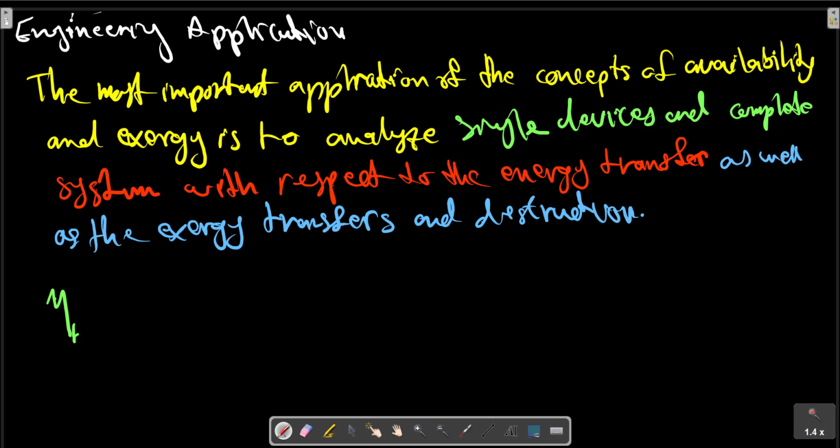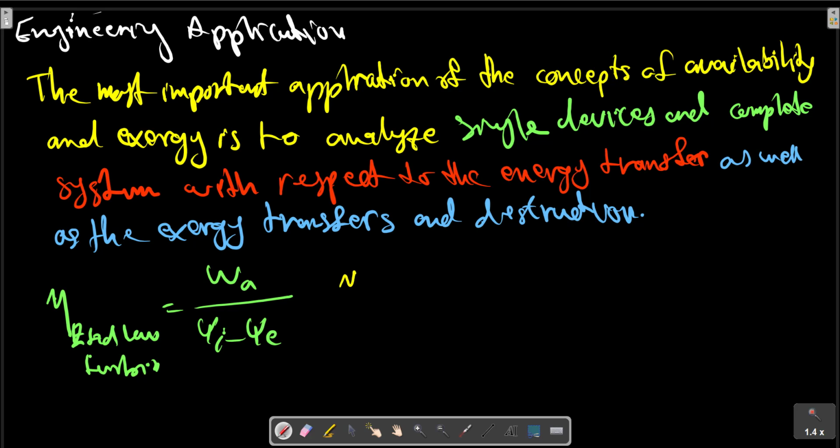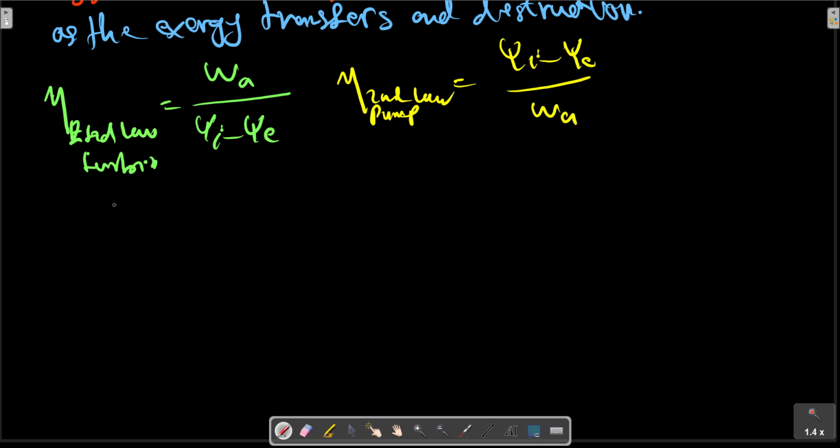which was, for example, eta second law for a turbine, which was W actual on the reversible work, for a pump, for the second law we have, for a heat exchanger, or we have the Phi source available energy minus irreversibility on Phi dot source. The formulations are also available in the previous chapter.